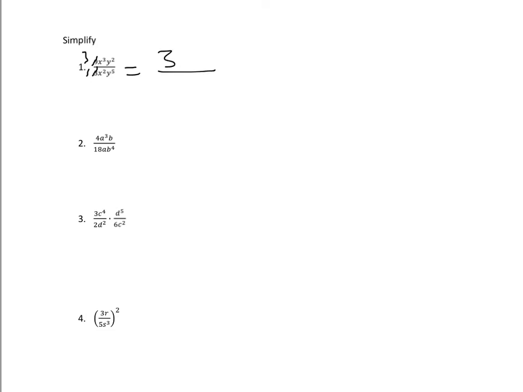Okay, now with the x's, we've got 3 minus 2 as the exponent, is one way to think of it. Or another way to think of it is if you just rewrite this with all the x's out and all the y's out: on top, 3 x's and 2 y's. And on the bottom, we've got 2 x's and 5 y's.